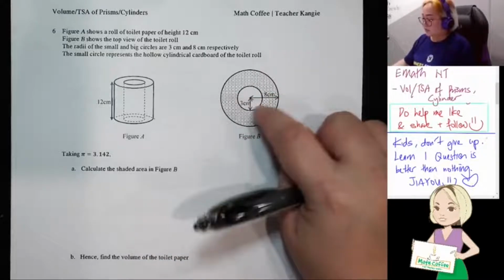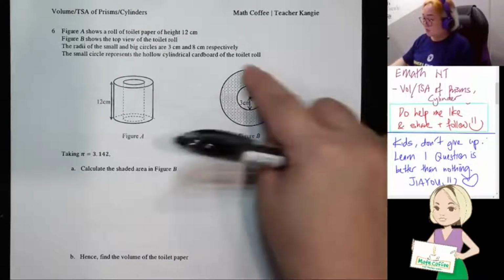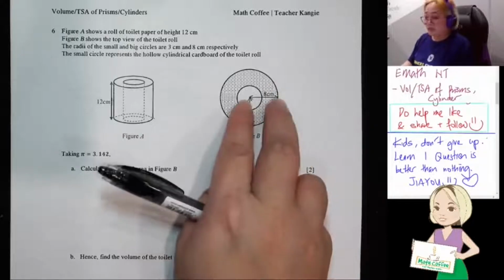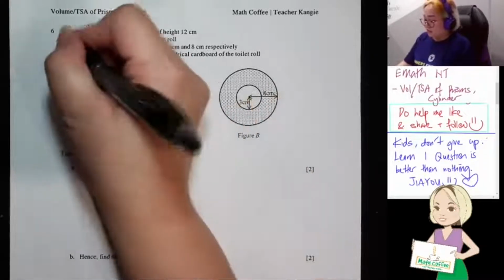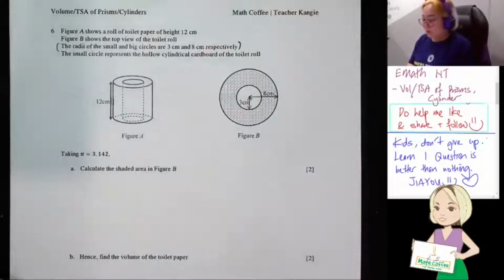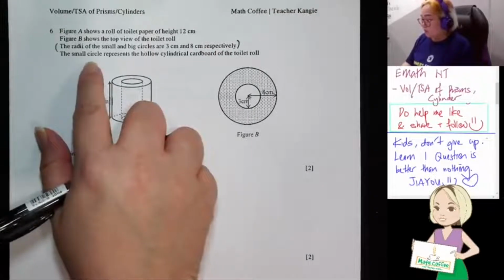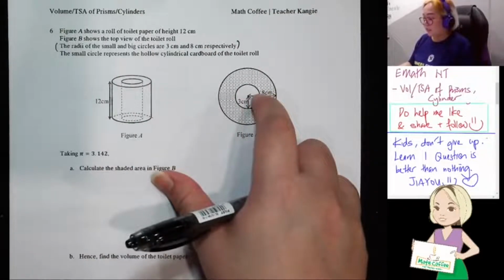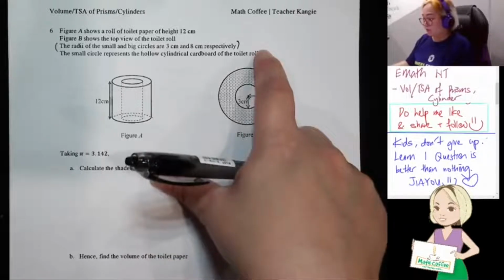So the inner circle, the radius is 3. The outer circle, the big circle, the radius is 8 cm. That's what they are trying to tell you. So they say that the small circle represents the hollow cylinder cardboard of the toilet paper.